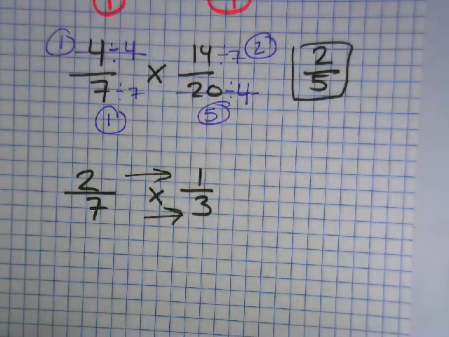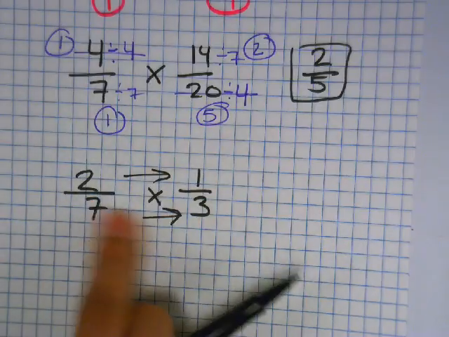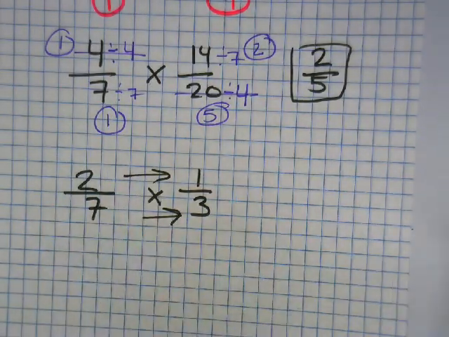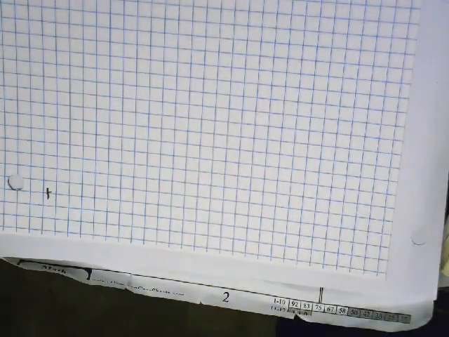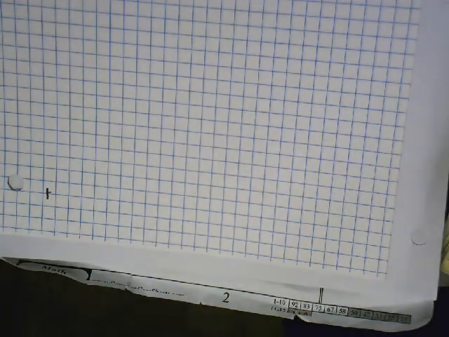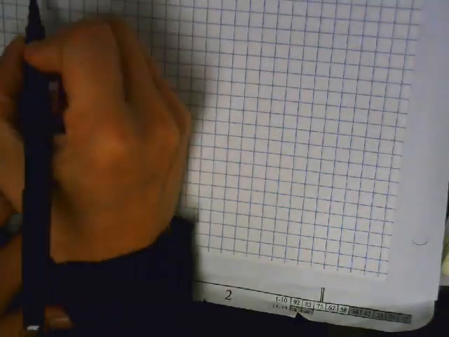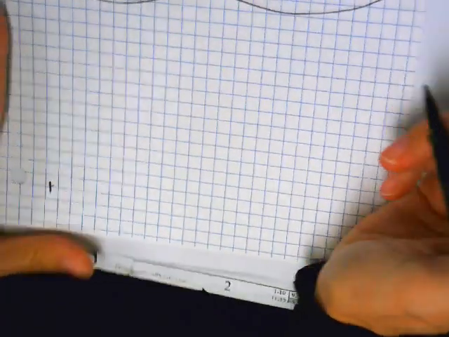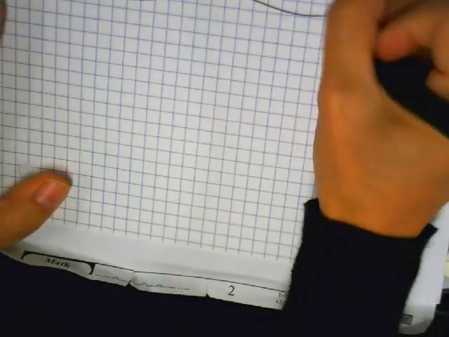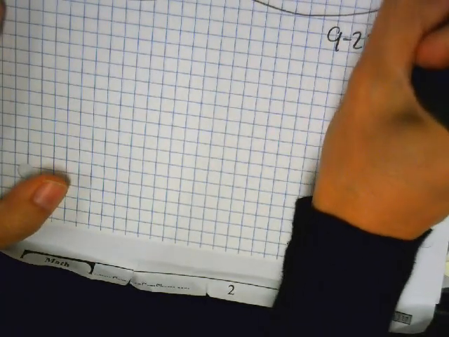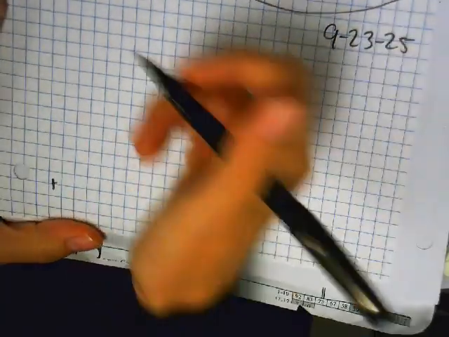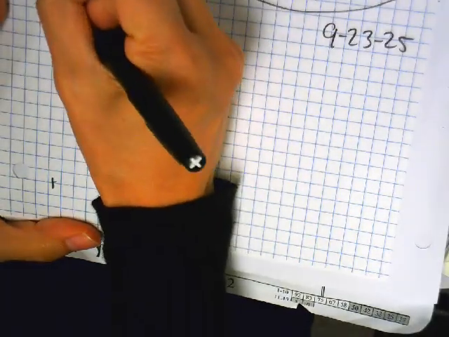Okay. So yesterday we decided that we're going to be multiplying fractions by going straight across, right? So today we are going to be multiplying mixed numbers. Very similar to yesterday, but one added level of difficulty.